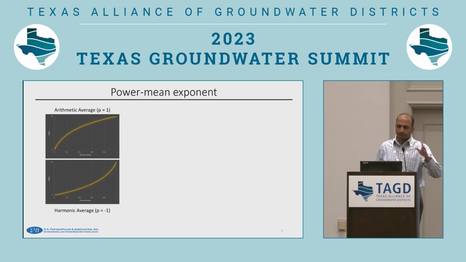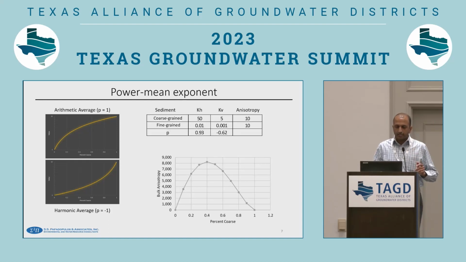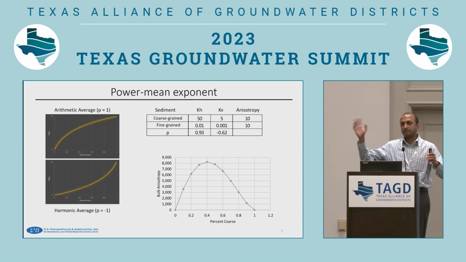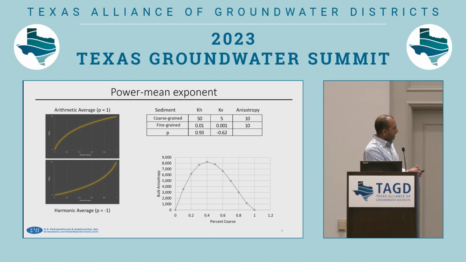Why is that important? The importance of that is even if you're using coarse-grained anisotropy of 10, that you're saying, okay, your horizontal is 10 times more than vertical, okay? And for fine-grained, it's the same. Horizontal is more than vertical by a factor of 10. But when you calculate the bulk anisotropy, okay, the gap between the shapes of these two curves can be 2 to 3 orders of magnitude, depending on what p-value you're using.